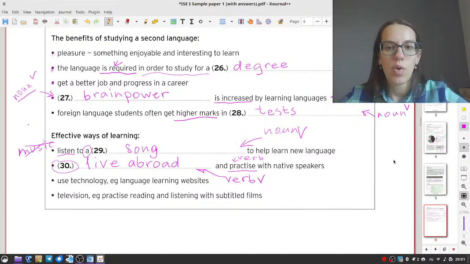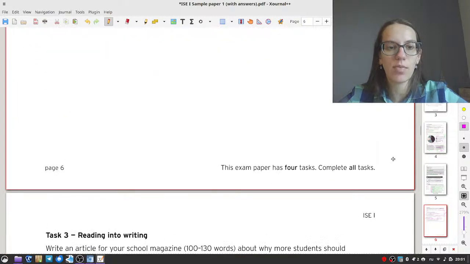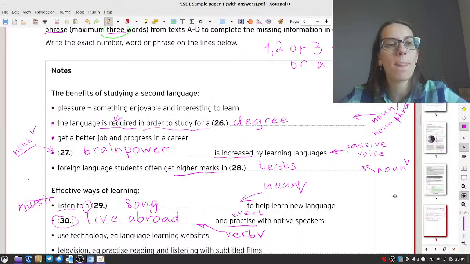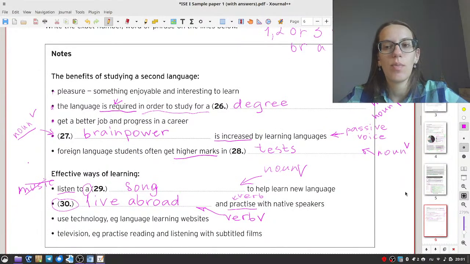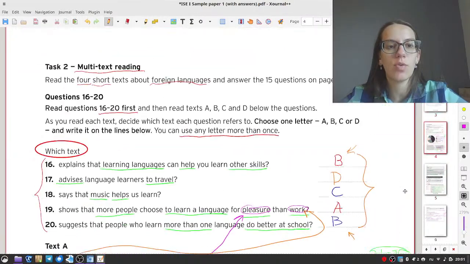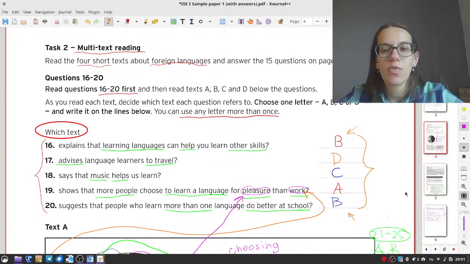Alright, so this is it. We have finished this part of the text of the exam. Yeah. Let's look over all of the tasks we've done today one more time. So it was a multi-text reading, and we looked at different types of questions today.